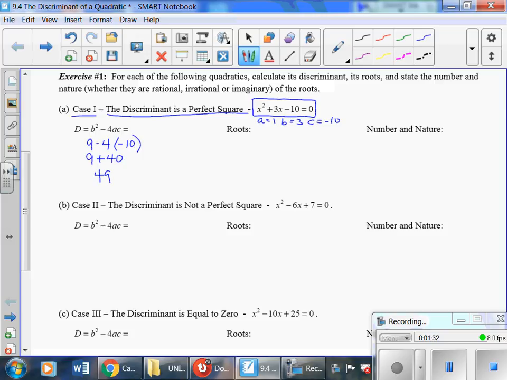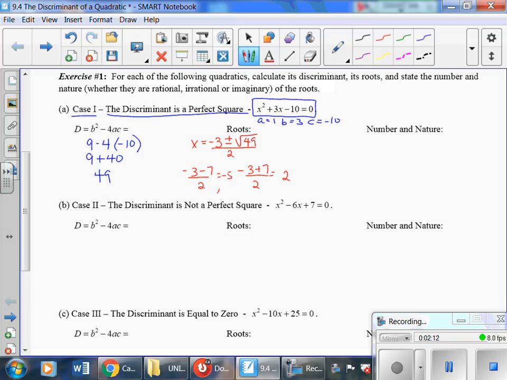So remember what that means. That means when we do our quadratic formula, x is equal to the opposite of b, which is negative 3, plus or minus the square root of the discriminant, which is the square root of 49, all over 2a, which is divided by 2. So our roots are going to be negative 3 minus 7 over 2, and negative 3 plus 7 over 2, which of course is equal to negative 5 and positive 2.